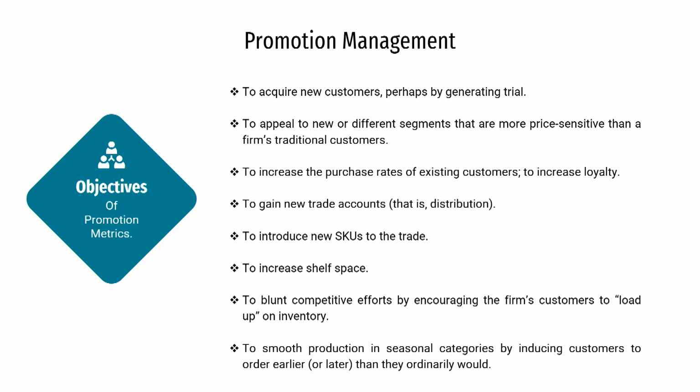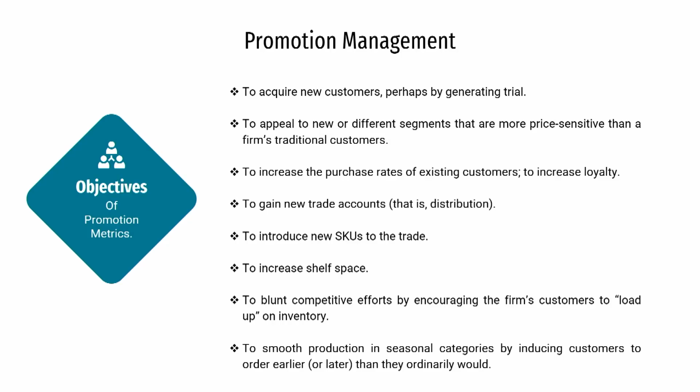Then the third objective is to increase the purchase rates of the existing customers, to increase loyalty. So, I like Puma, it is one of my preferred brands, but due to its price I do not used to purchase more than 2 t-shirts in a year. But if I find that there is a discount window, then it is okay, let me buy 4 t-shirts. Next objective is to gain new trade accounts.